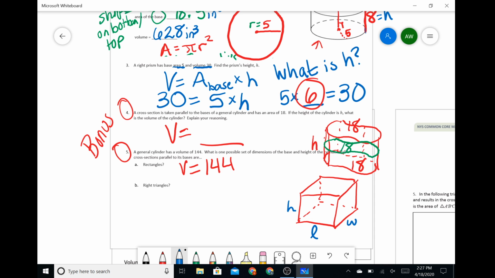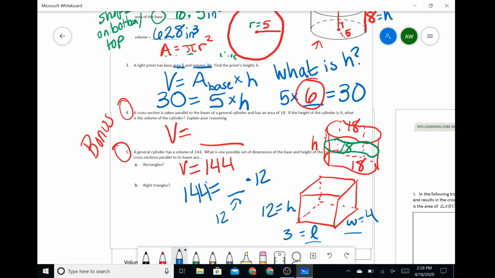Okay, so then I have to think to myself, what length and width could I make that multiply to be 12? And I could say, oh, if my length is 3 and if my width is 4, then 3 times 4 is 12. 12 times 12 is 144. That means that my volume is 144.